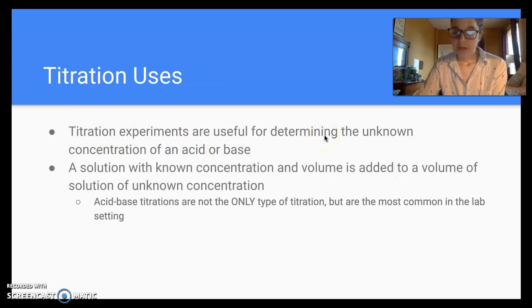We use titration to determine the unknown concentration of an acid or base. Again, typically this is of the acid, the analyte. The solution with known concentration and volume, otherwise known as the titrant, is added to a volume of solution of unknown concentration. Again, typically it's an acid, but doesn't always have to be. Acid-base titrations are not the only type of titration, but are definitely the most common in the chemistry lab setting.